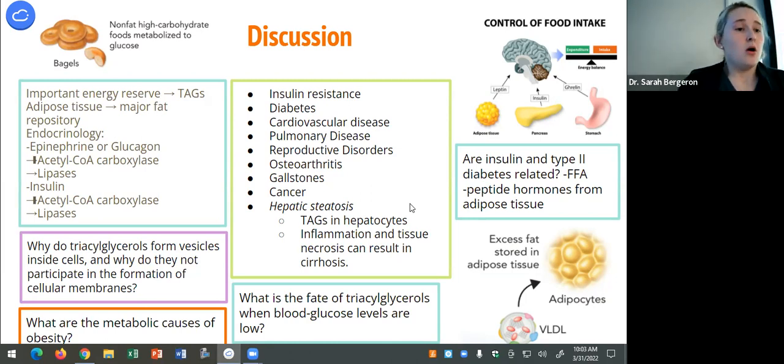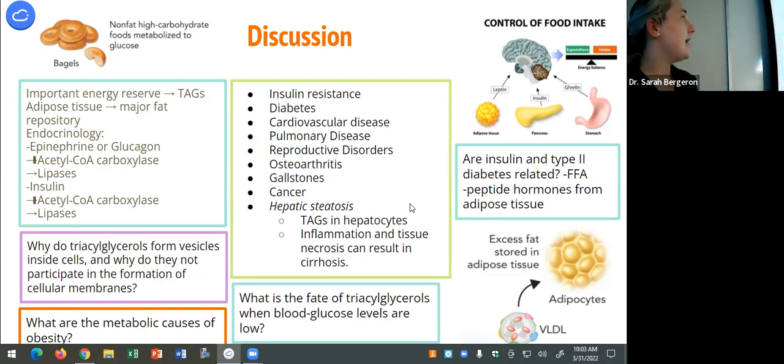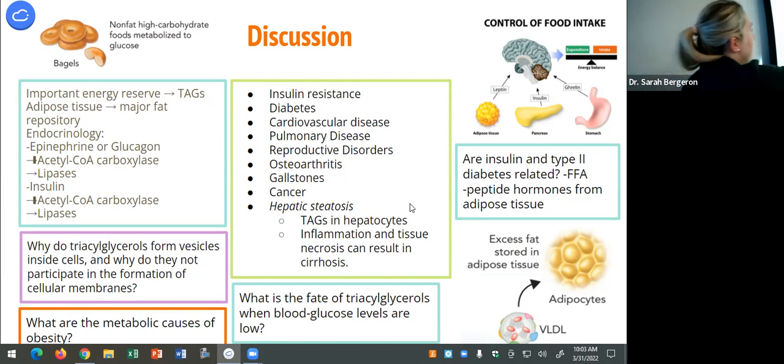Are insulin and type 2 diabetes related? So there actually is a strong correlation between insulin and type 2 diabetes. And the phenotypic explanation for this is a higher level of free fatty acids in the serum of the blood. And also peptide hormones are abundant from our adipose tissue. And you can see here we have three.